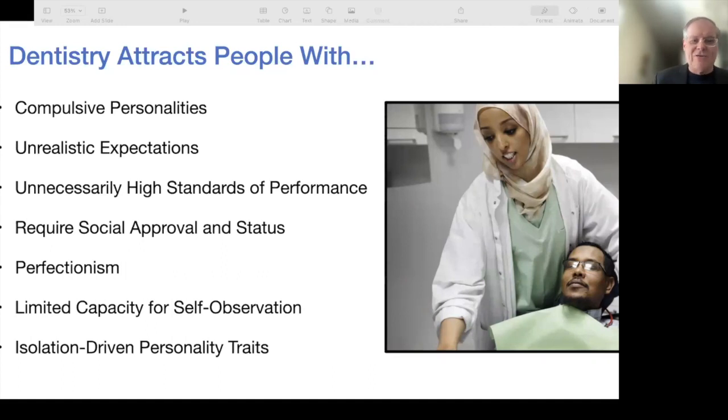We're a lot like dogs, if you will, in a nice way. We like to be petted. We like to be told we're good. We need that social approval. We need that status in society and our practice. We want to be told, you're a great dentist. You do well. That's the kind of thing we want to hear.